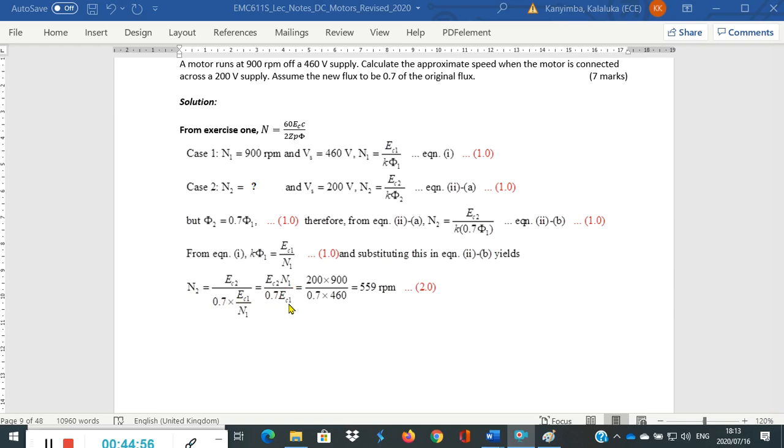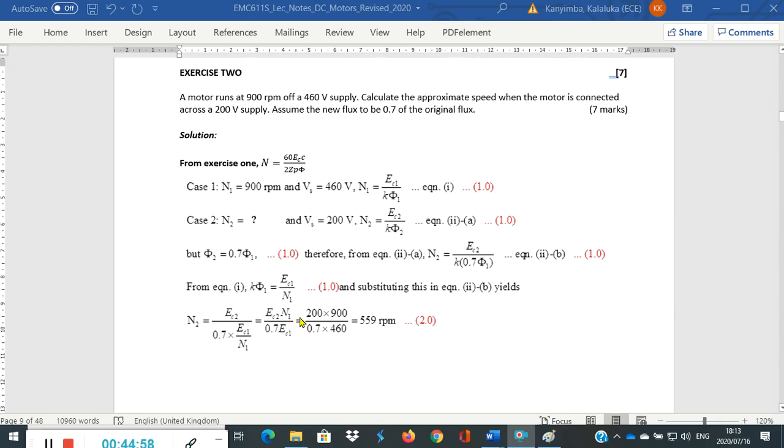Now, this is where the trick is. EC2 is proportional to Vs, which is 200 volts. Maybe we should have called it Vs2. EC1 is proportional to Vs, which is 460 volts, or maybe we should have called it Vs1. When we substitute those two in the equation, and we also know the speed N1, which is 900 RPM, this gives us a speed of 559 RPM.